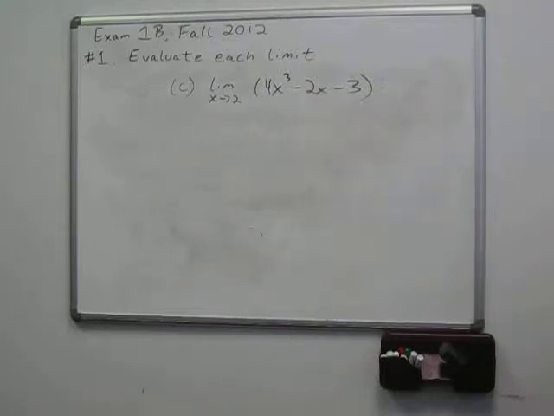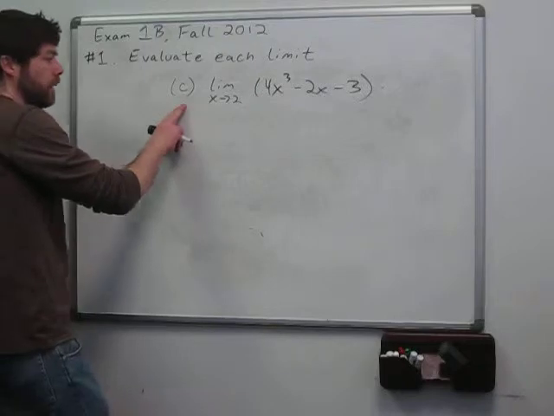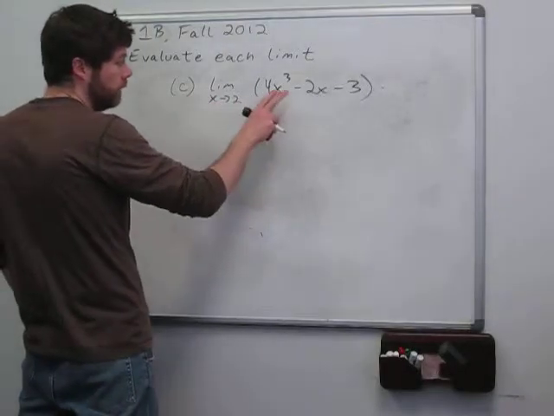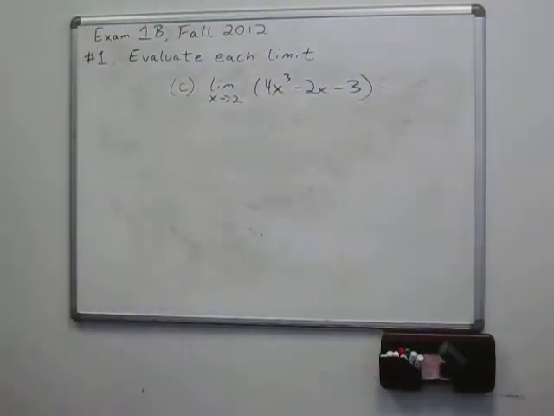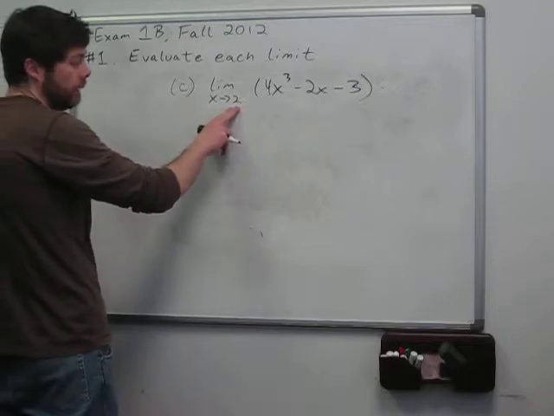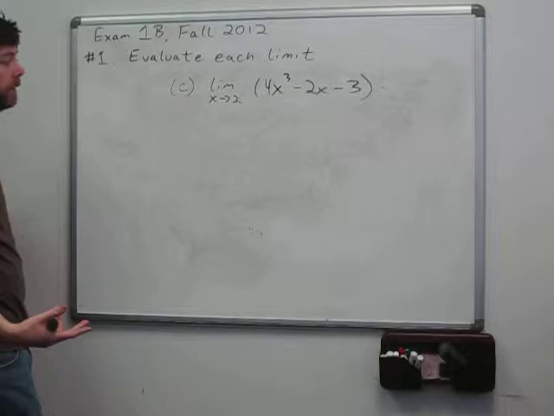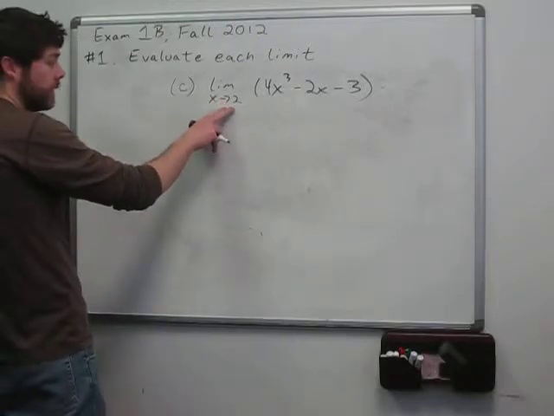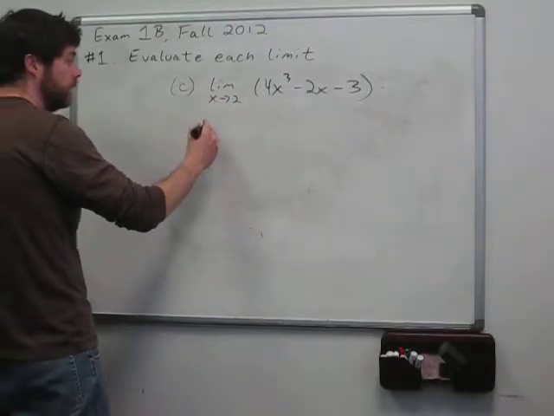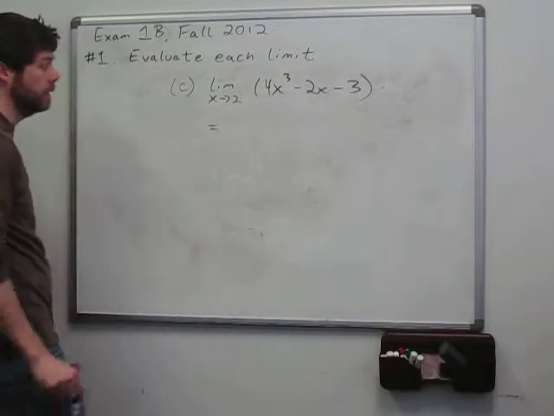This problem asks us to evaluate a number of limits. I've changed the order of the parts just to help the exposition a little bit. Part C wants us to find the limit as x approaches 2 of some polynomial. Whenever we're finding limits of polynomials as x approaches some finite number, we just plug that number in, right? Polynomials are continuous, so evaluating this limit is simply plugging 2 in for all of our x's.